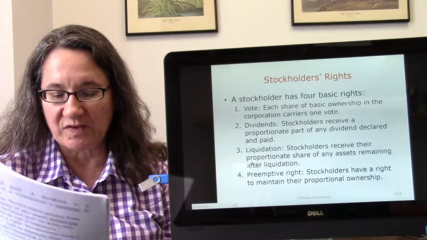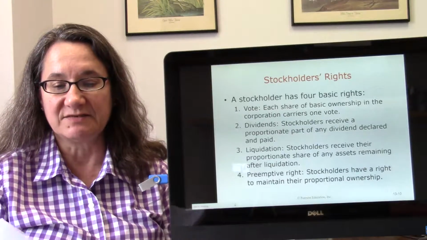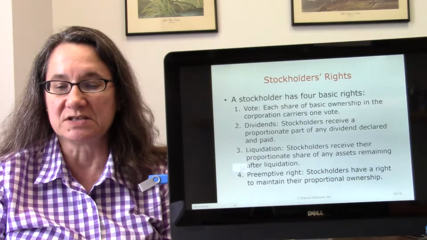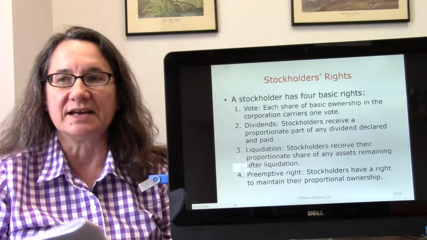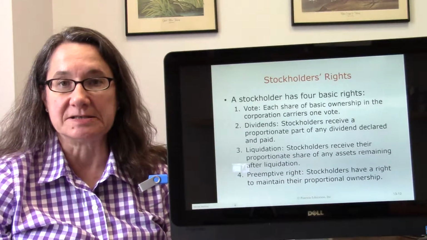Dividends. Stockholders receive a proportionate part of any dividend that is declared and paid. A dividend is a distribution of a corporation's earnings to stockholders. So we've seen this idea of dividends. A stockholder is going to receive a dividend based on how many shares they have.